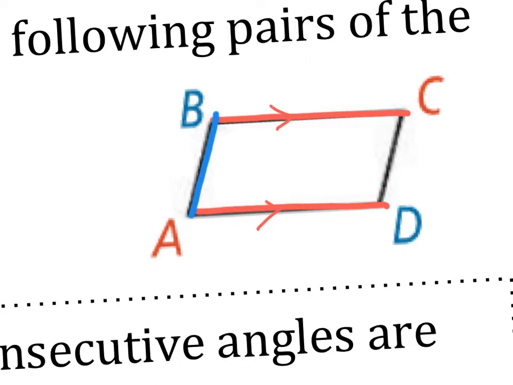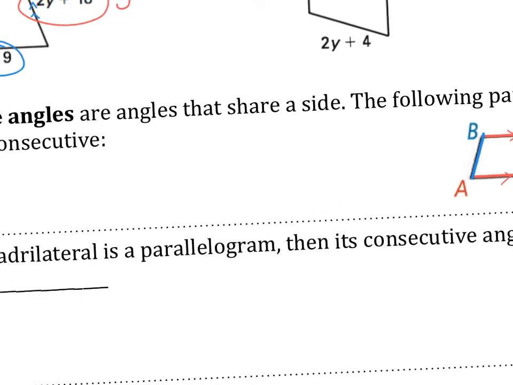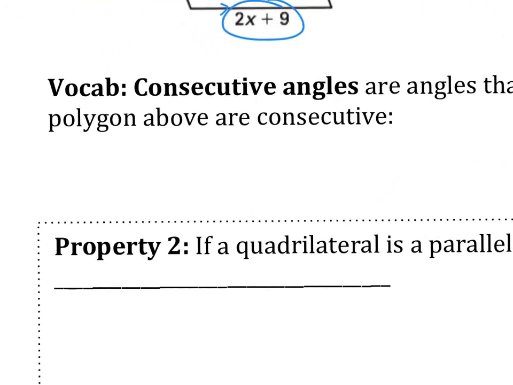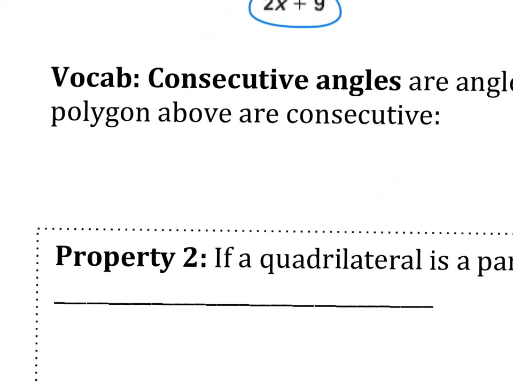Opposite. They are opposite, and in the same way, A and C are opposites. So what we're going to look at is the consecutive angles here. And here's what we find out. The following pairs of the polygon to the right are consecutive.